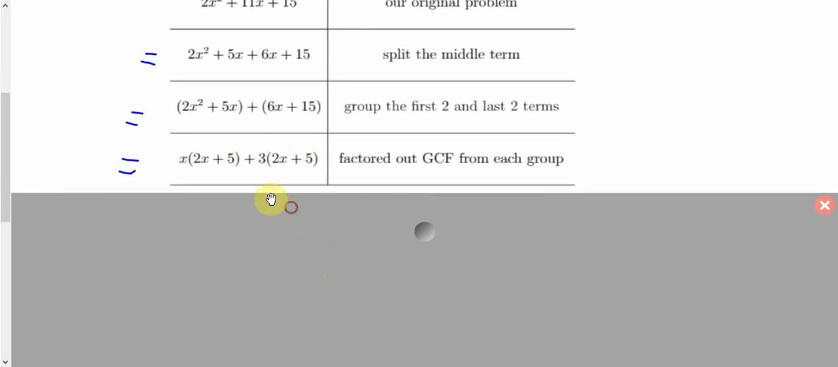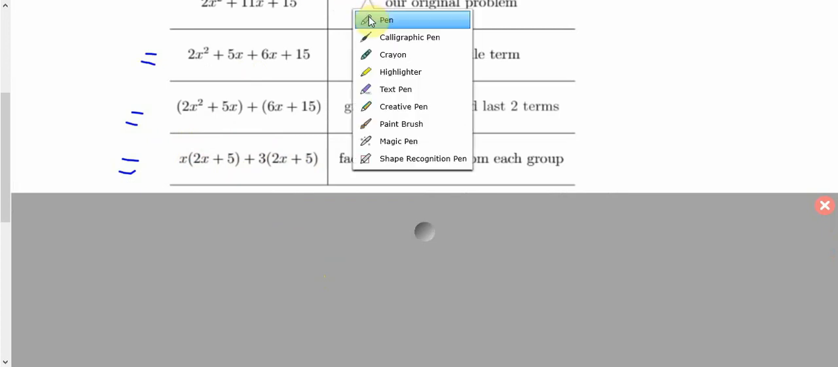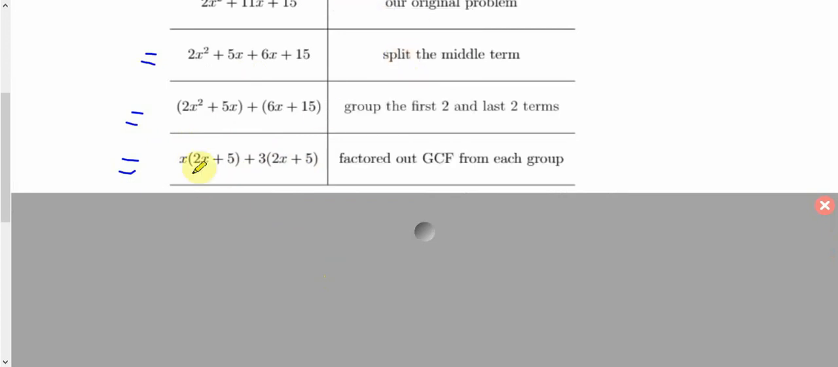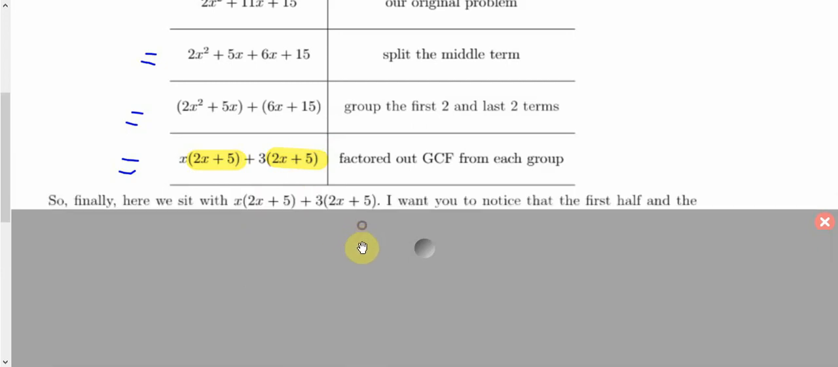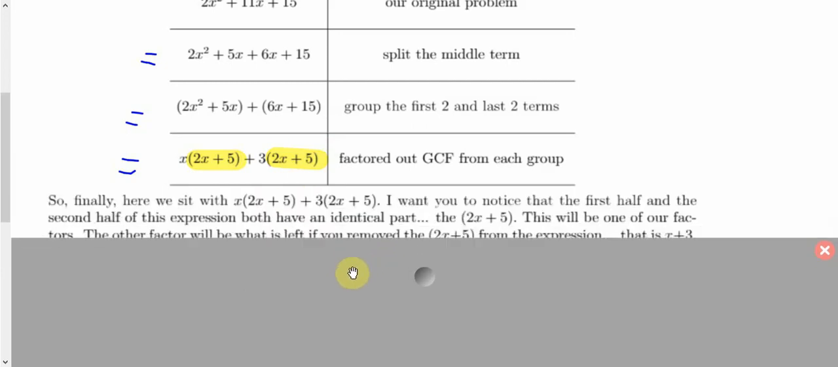Now I want you to notice something. Okay, look at the first half of the problem, and I hope that you notice that there's something identical in the first half that is identical in the second half. You see that the first and the second parts, the front and the back of this problem, both have 2x plus 5 sitting there. Okay? That will be one of our factors when you factor by grouping. So 2x plus 5 is one of our factors.